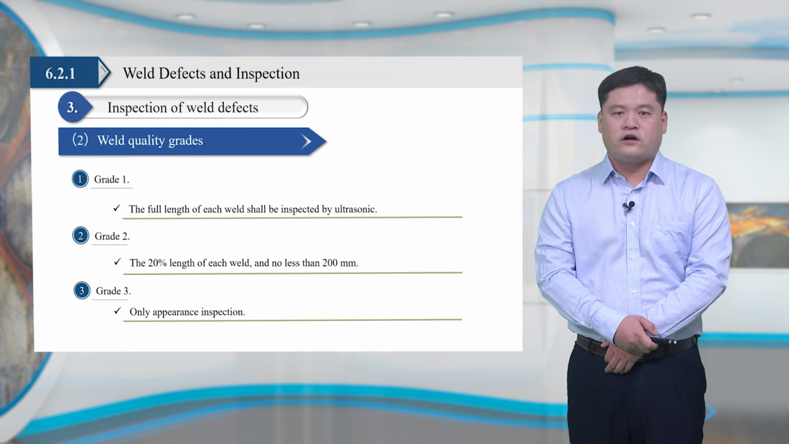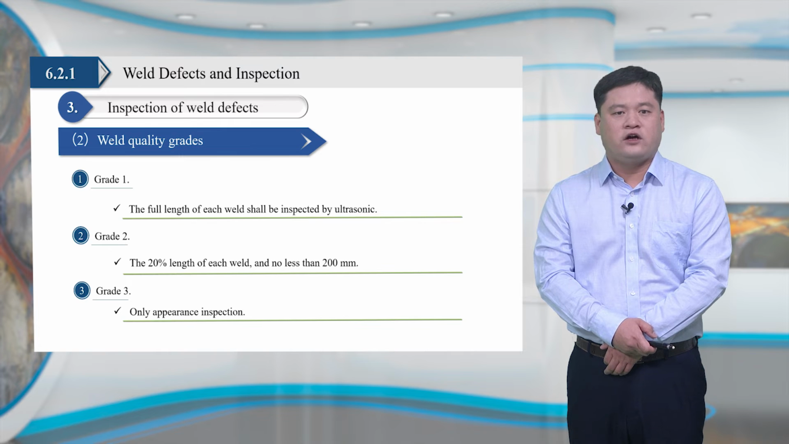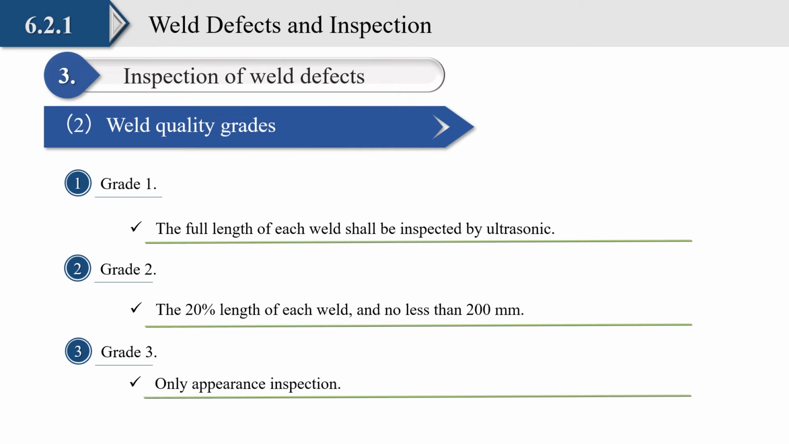The Code for Acceptance of Construction Quality of Steel Structures in China stipulates that welds are classified into Grade 1, Grade 2, and Grade 3. Grade 1 and Grade 2 welds require a certain amount of ultrasonic inspection, and the detection rate of Grade 1 welds is 100%, and the detection rate of Grade 2 welds is 20%. The Grade 3 welds only require the appearance inspection.